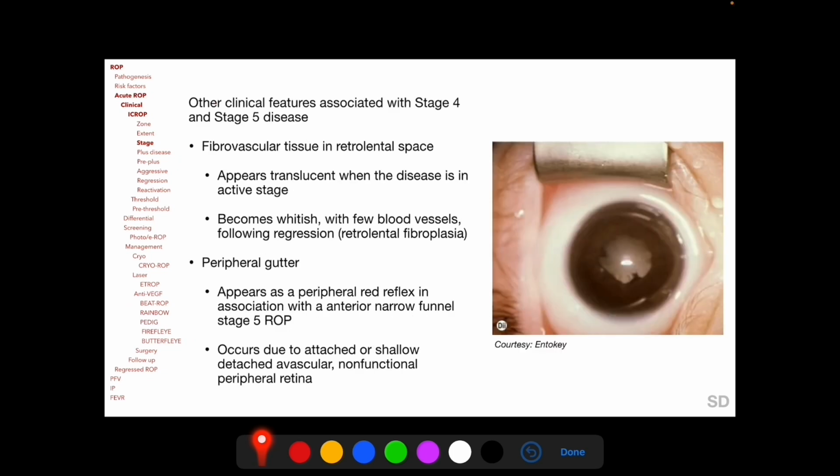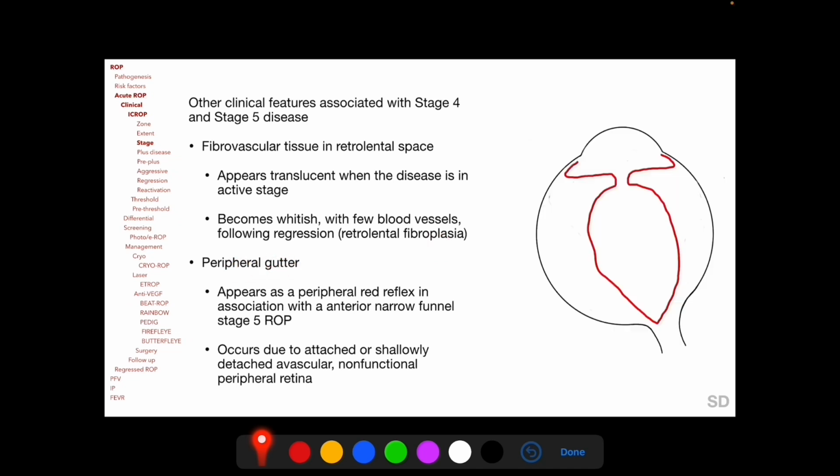Other clinical features associated with stage 4 or stage 5 ROP, particularly with stage 5 ROP, include fibrovascular tissue in the retrolental space, as we have discussed, which appears translucent when the disease is in the active stage but becomes whitish with few blood vessels following regression of ROP, and this is called retrolental fibroplasia.